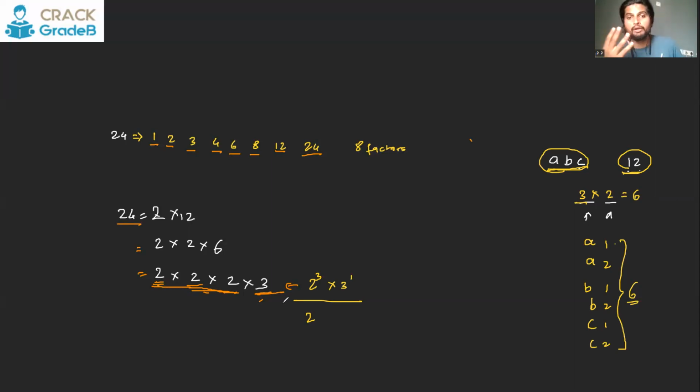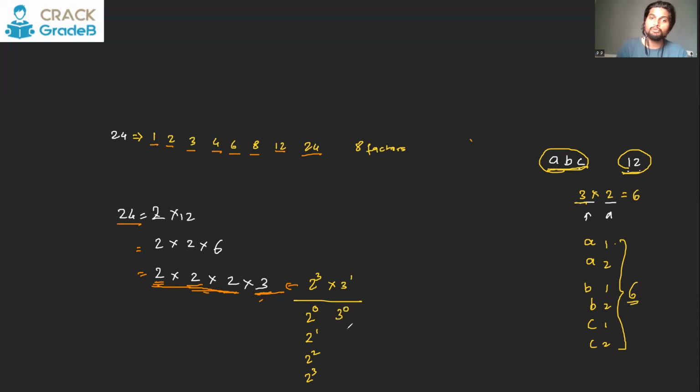We cannot pick 4 number of 2s because we don't have 4 number of 2s. We only have up to 3 number of 2s. That means we have 4 choices to pick from 2. So we can pick 0 number of 2, that means 2 raised to power 0, or 2 raised to power 1, or 2 2s, which means 2 into 2, that is 2 raised to power 2, or we can pick all 3 2s. So we have total 4 choices to pick from the power of 2s.